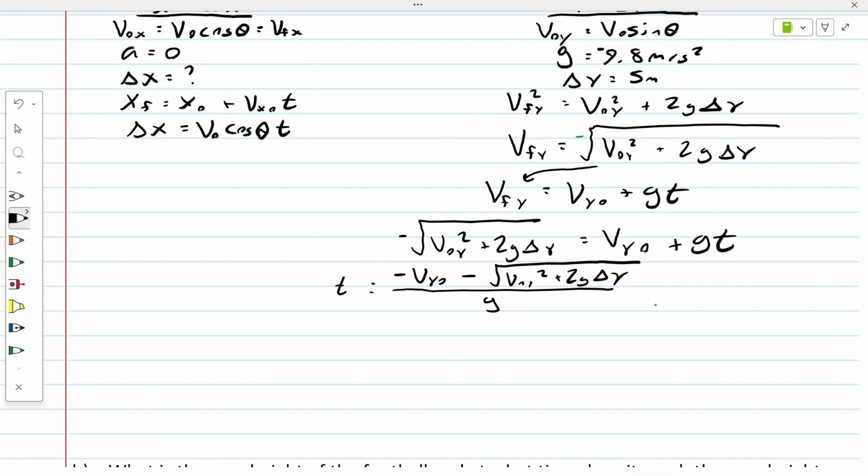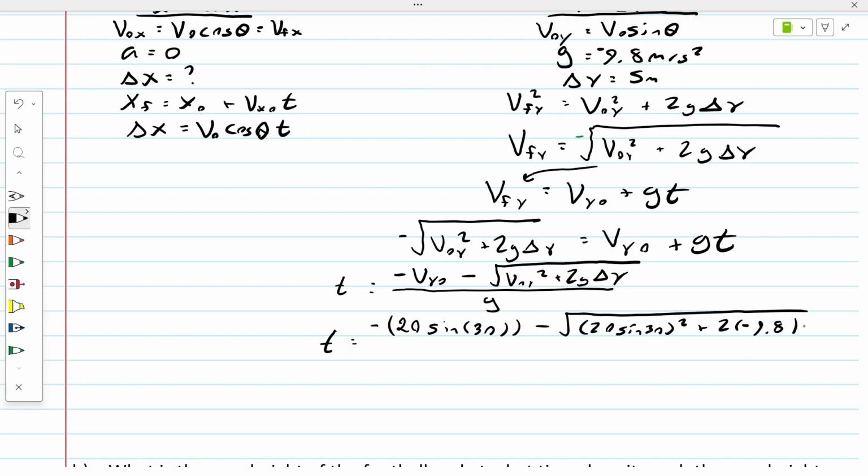So we can go ahead and plug in the numbers now. t is equal to this negative, and then we have to break this up into its components. So we can do the velocity initial, which is just 20, sine of theta, which is 30, minus the square root of this entire 20 sine of 30 squared plus 2, and this will be a negative 9.8, and change in y, which is 5. And that's positive because it's going up 5 meters. And then all divided by a negative 9.8.